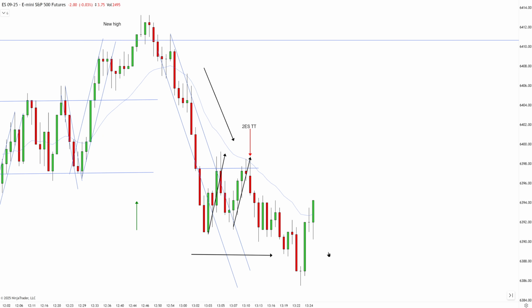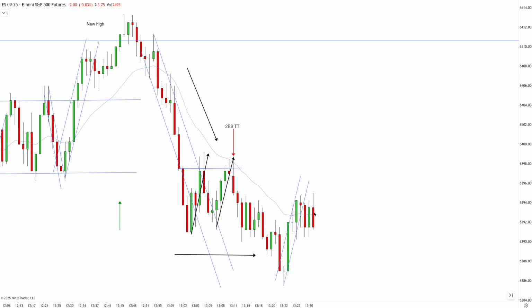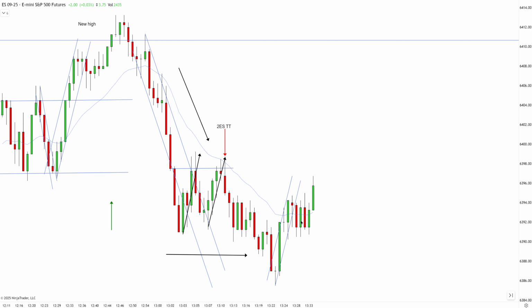So I'm going to pause. Looking to go short, I'm going to redraw. Uptrend working higher. I actually took a short here, which was a losing trade. This was a bad trade.